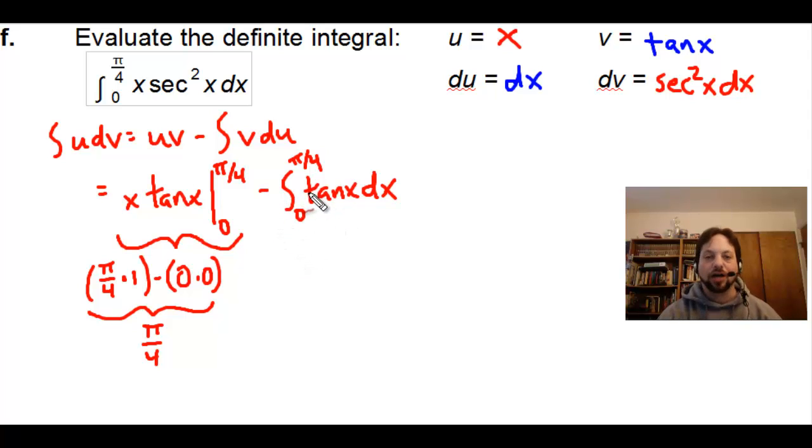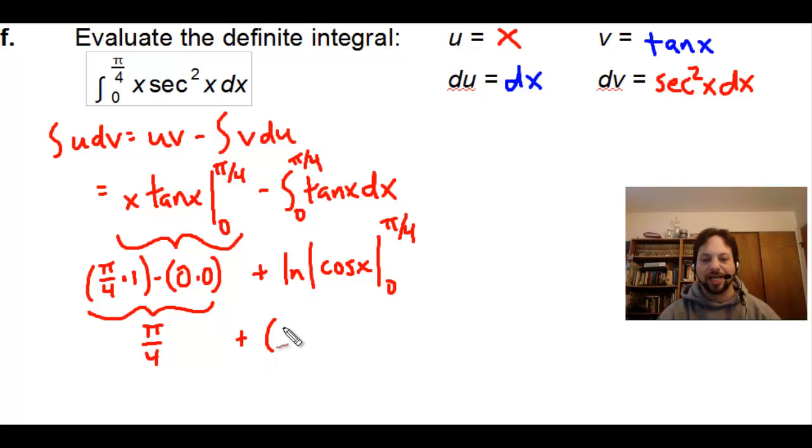Now over here, certainly you remember what the integral of tangent x is. That's going to be negative, well, we already have a negative, so that's going to make this positive, the natural log of cosine x. You remember that, right? That's going to go from 0 to pi over 4. And so if I deal with that, I'm going to get the natural log of cosine pi over 4, that's square root of 2 over 2, minus the natural log of cosine 0, which is 1, and of course the natural log of 1 is 0, so that's gone.